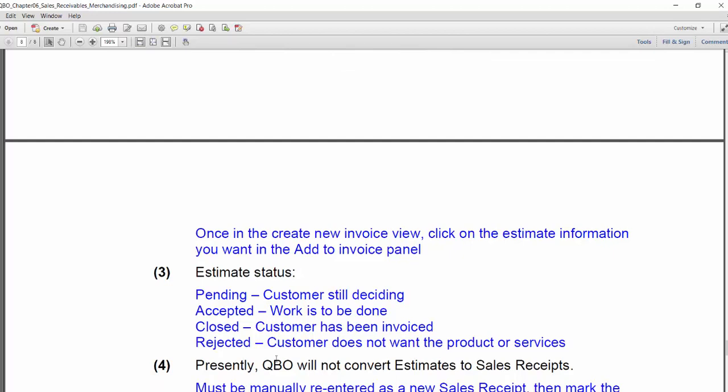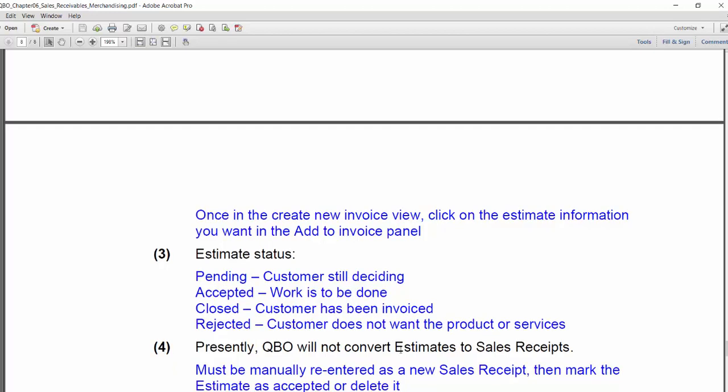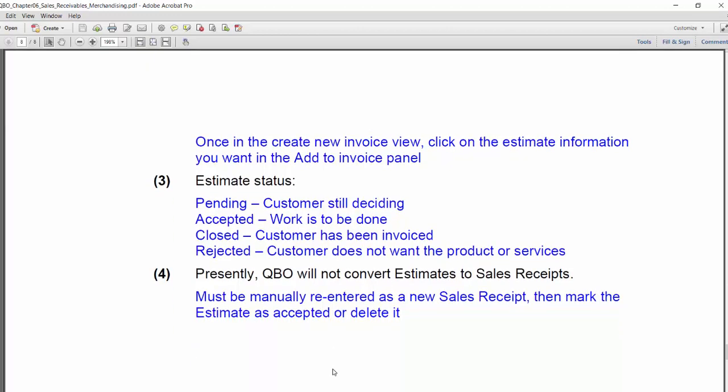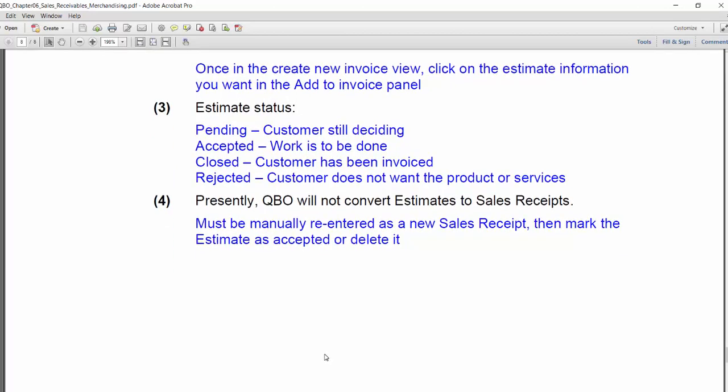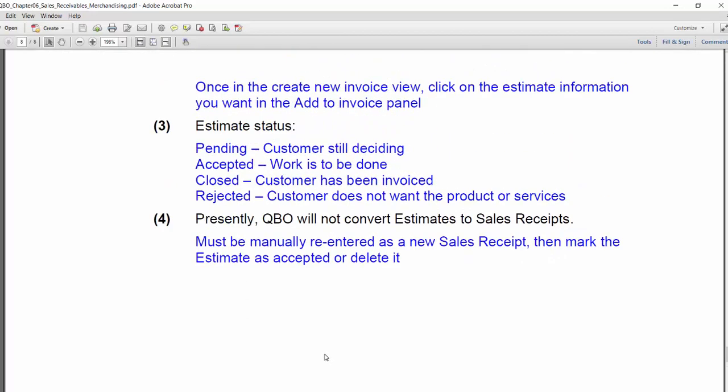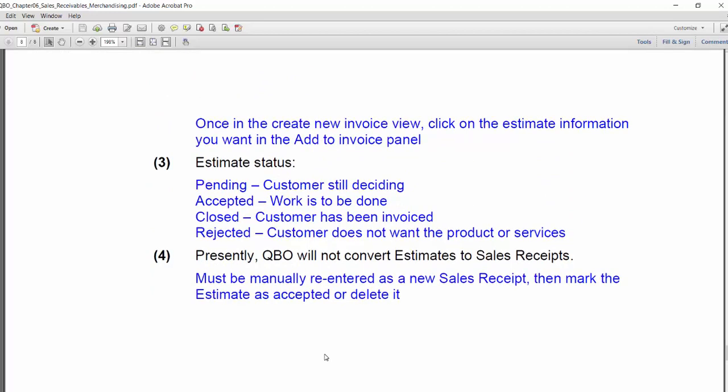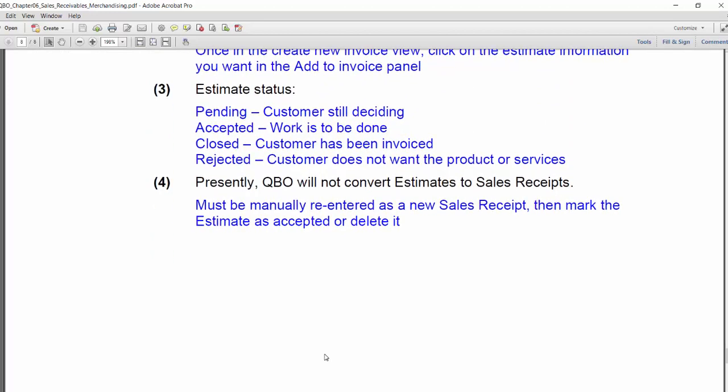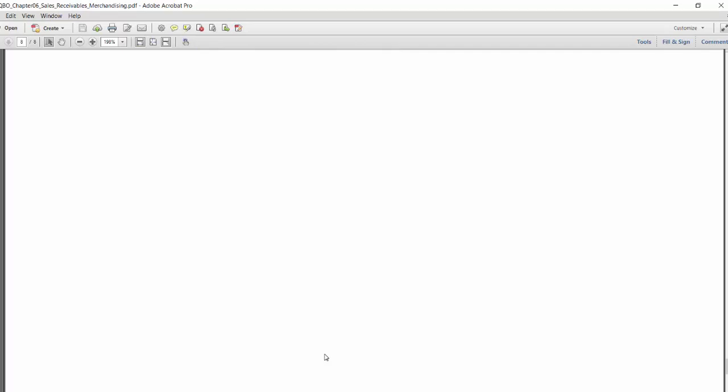So unfortunately, QuickBooks currently will not convert estimates into sales receipts. So if you have an estimate that the customer is going to pay you for immediately upon receiving the service or the product, you're going to have to manually re-enter that as a new sales receipt, and then go ahead and mark your estimate as accepted or delete it. Deletion is not really recommended. Typically you want to keep a trail of your dealings with each customer so that if you have to go back and research it, you can find it there.